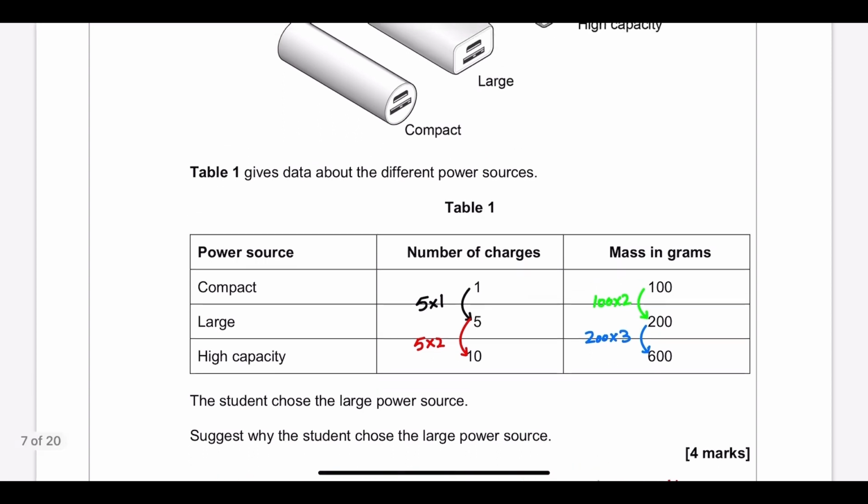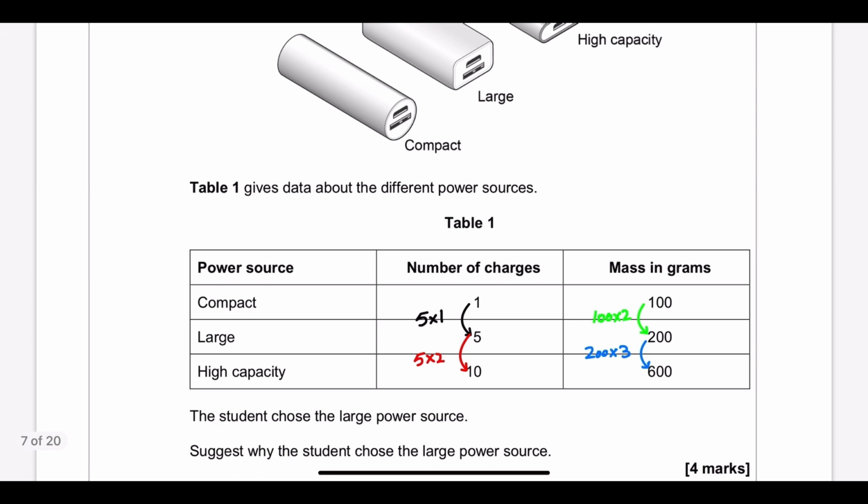To answer this question, the student needs to use the given information in table number 1. The large power source gives 5 times the charges as compared to the compact one, but its mass is 2 times the mass of the compact power source. It is 100 where the mass of the large power source is 200, which is twice of the compact source.